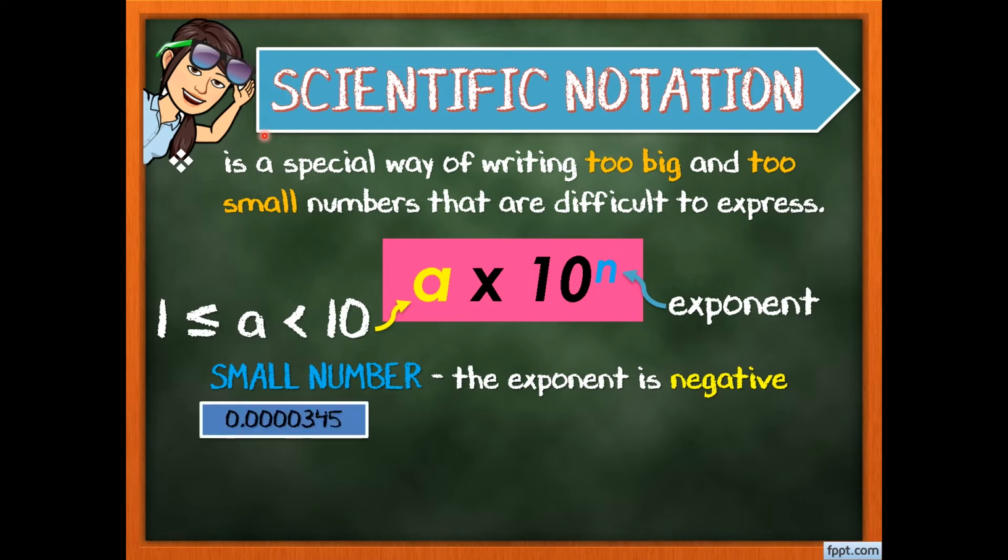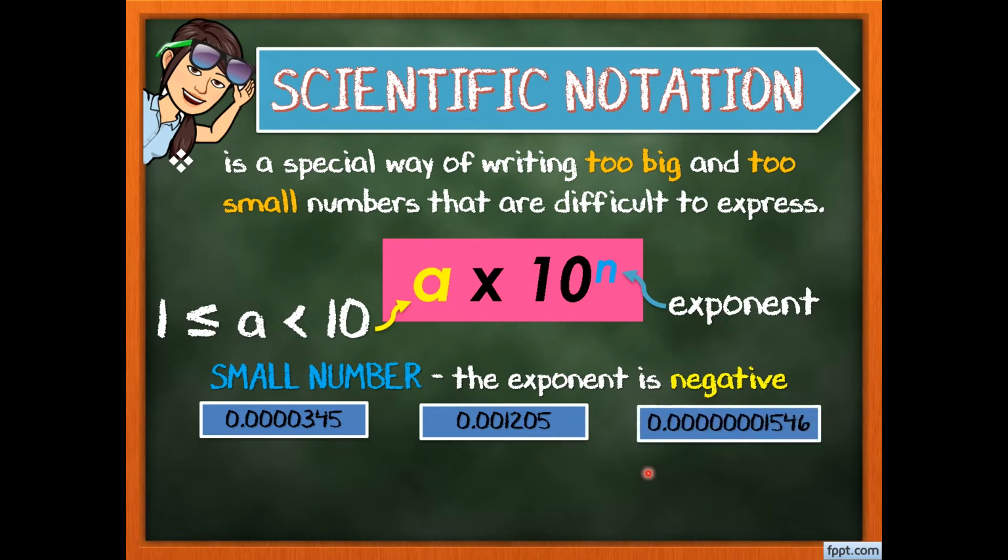Example, 0.000345. Next, 0.001205. 0.0000001546. So these given numbers are in decimal form. They are less than 1. That's why they are small numbers. So the exponent is a negative number.